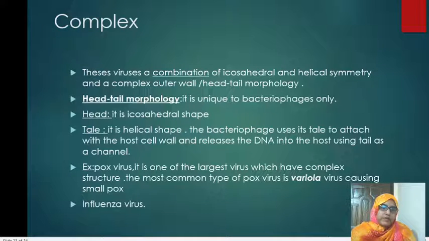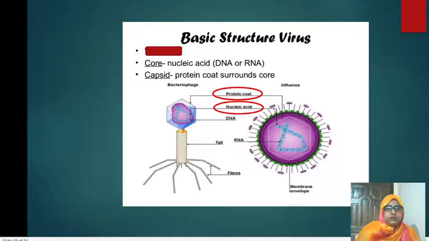Then there is a complex shape. These viruses are a combination of icosahedral and helical symmetry and have a complex outer wall, with head to tail morphology. You can see here two different shapes are combined. This one is an icosahedral shape having 20 faces, and this one is a helical shape. These two are combined and form a complex shape.